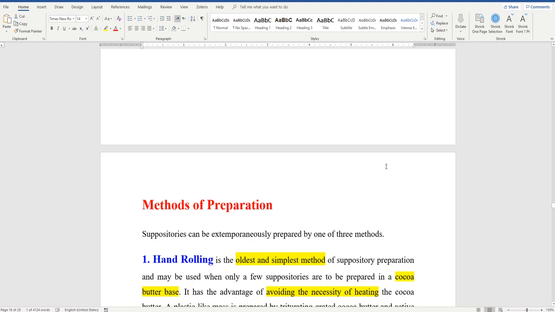Let's continue with what we left in the last presentation. The last thing we were talking about was the different suppository bases, and we classified them into oleogenous bases, water soluble or miscible bases, and the miscellaneous bases, which are not really oleogenous or water soluble. It's somewhere in between, such as the hydrogel bases.